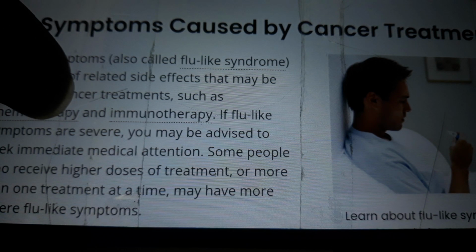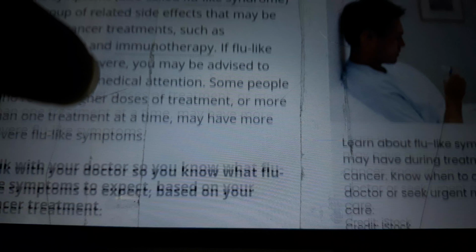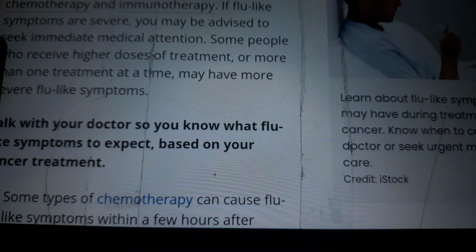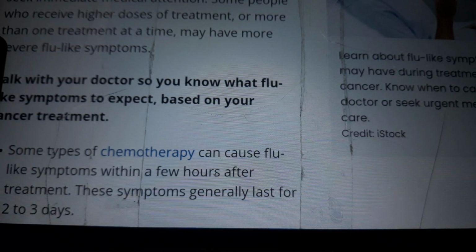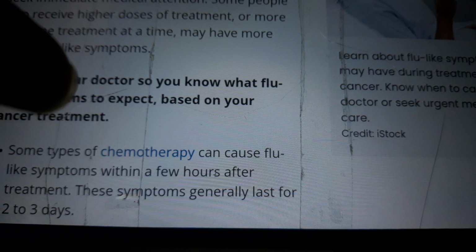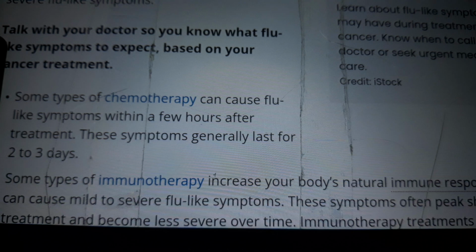Flu-like symptoms, also called flu-like syndrome, are a group of related side effects that may be caused by cancer treatments such as chemotherapy and immunotherapy. If flu-like symptoms are severe, you may be advised to seek immediate medical attention. Some people who receive higher doses of treatment or more than one treatment at a time may have more severe flu-like symptoms. As you see here, you can learn about the flu-like symptoms in this picture.